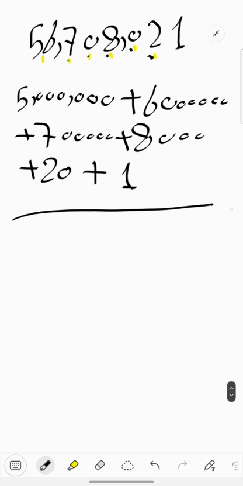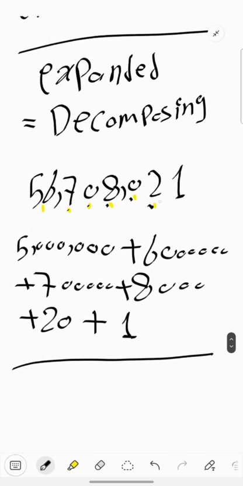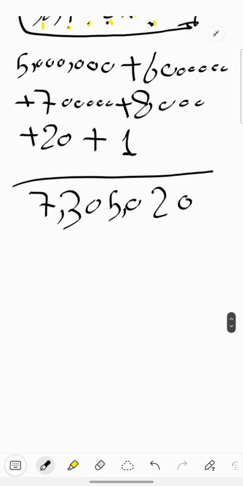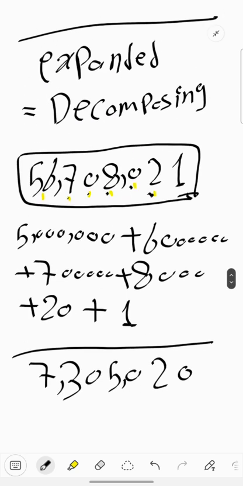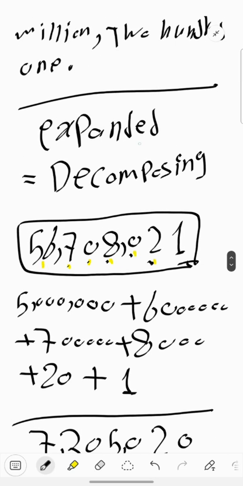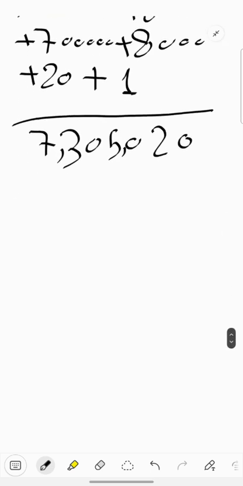Again, this is a conversion from the standard form to the expanded form or decomposing form. One more. In the standard form, we need to write it in the expanded form or the decomposing form. So expand, it's like break the number. We need to find the value for each digit.